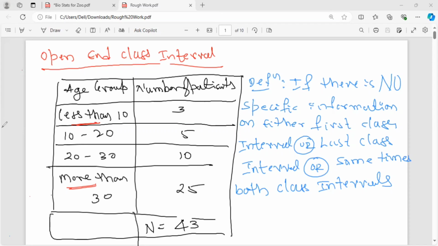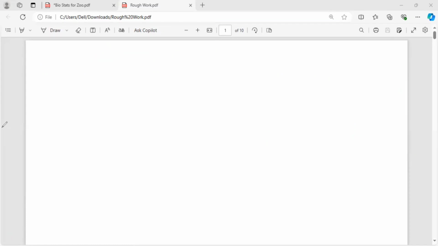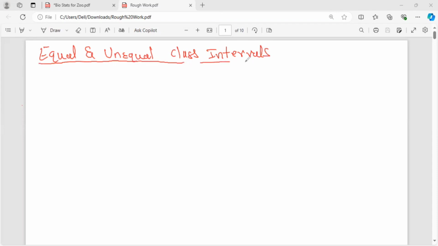I hope this is clear. Next, we'll move to the last type of class interval, that is the fourth type, equal and unequal class intervals, right? So again, I will give one example here to clear up the concept of equal and unequal class intervals.